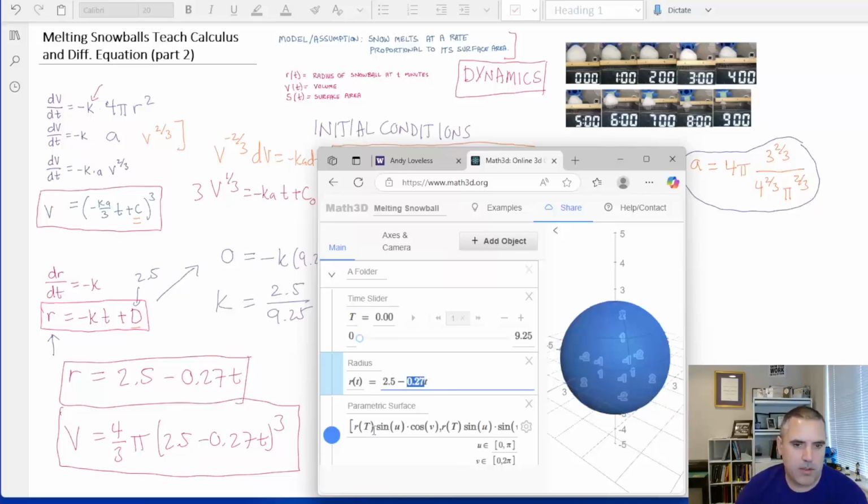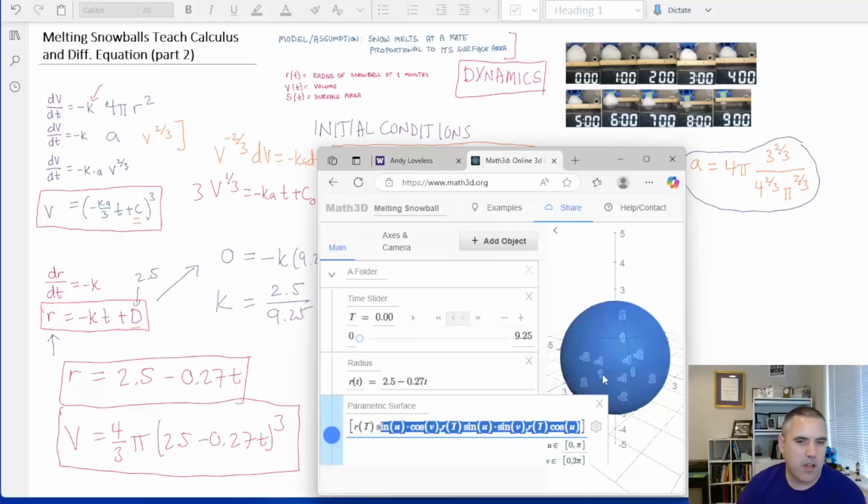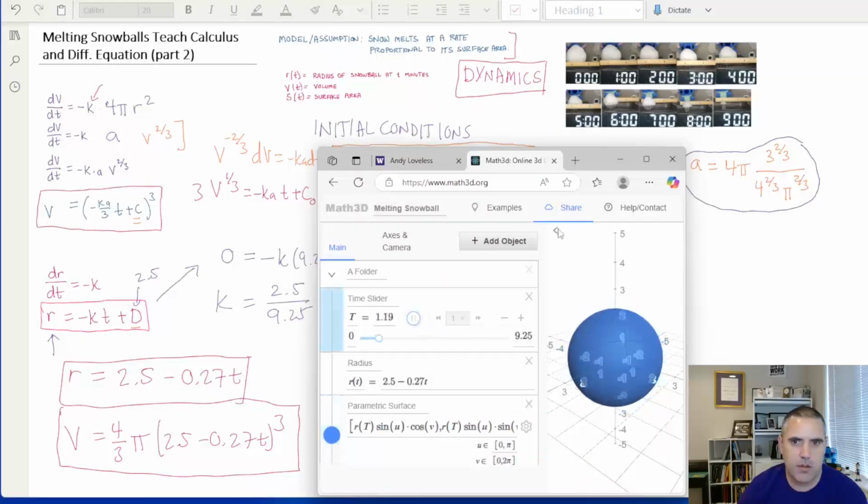But all I did is I plugged this in. Now this is spherical coordinates, which is a nice way to make a sphere. There's other ways to do it, but it tends to be an issue of how do we make it look nice. So anyways, I did a parametric surface. There's other things going on. But all I did was plop in the radius, and then I have this little mover.